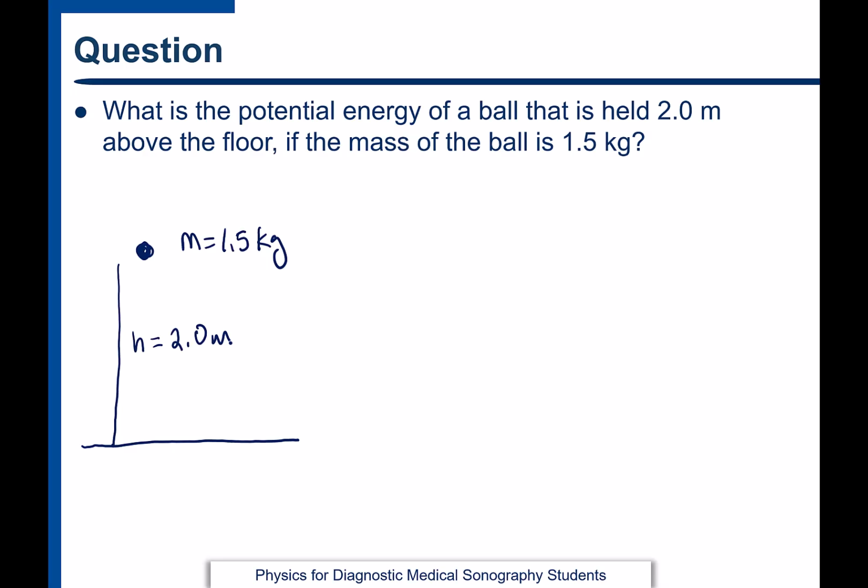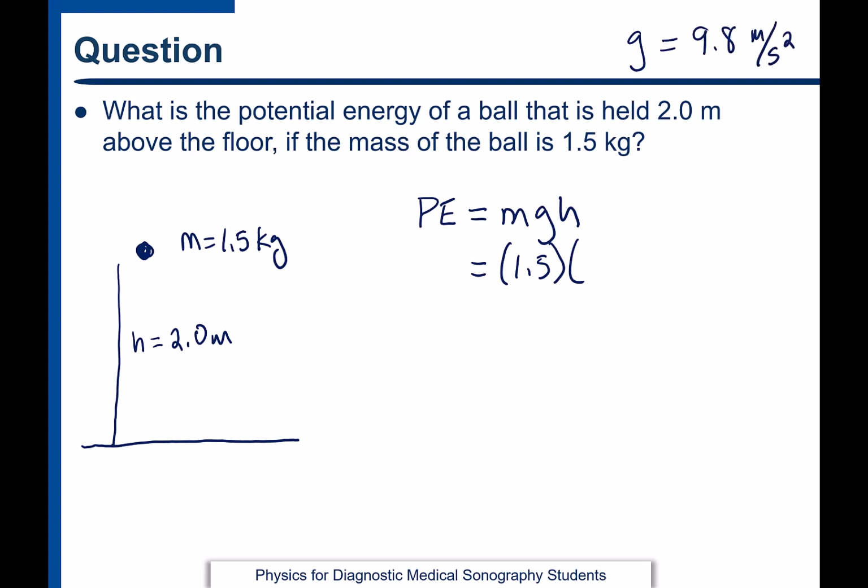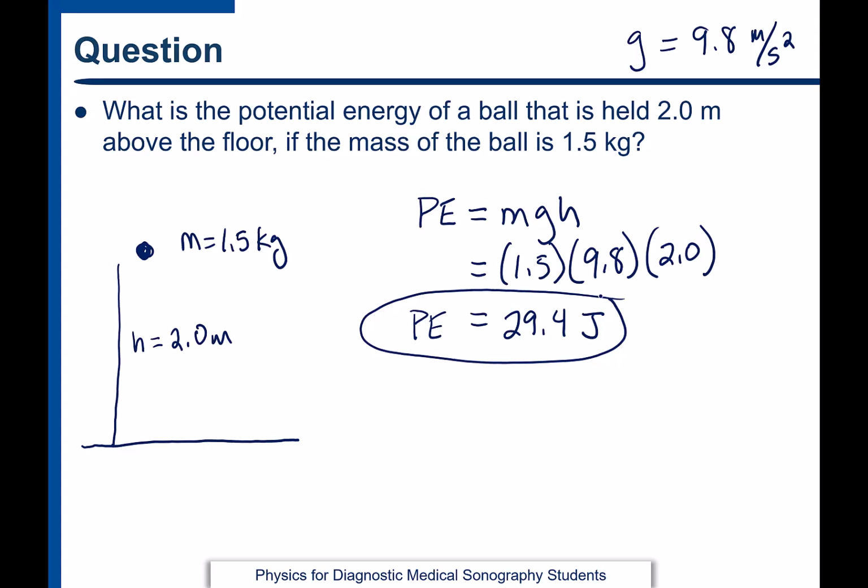To calculate the potential energy, we just use our formula, PE equals mgh. And so we take the mass of the object, multiplied by g. Remember, g here on Earth is always 9.8 meters per second squared, times a height of 2 meters. And if you calculate that, you should get 29.4. Remember that our unit of energy is the joule. So that would be the potential energy of that object at that height.